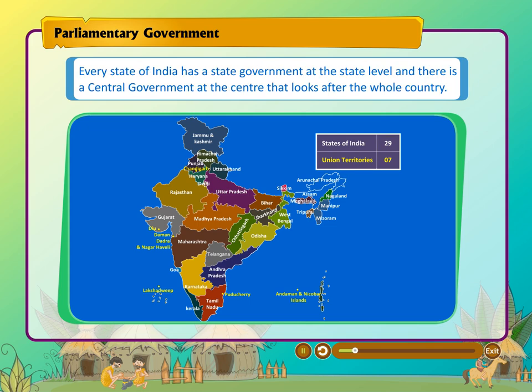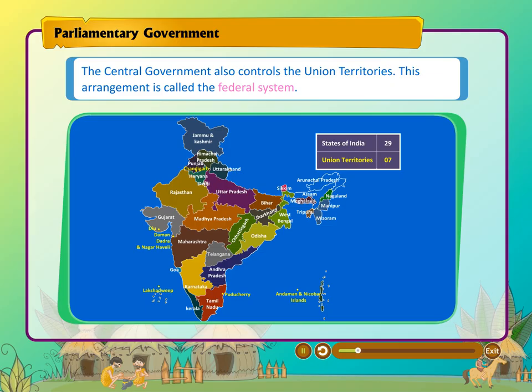Every state of India has a state government at the state level and there is a central government at the center that looks after the whole country. The central government also controls the union territories. This arrangement is called the federal system.